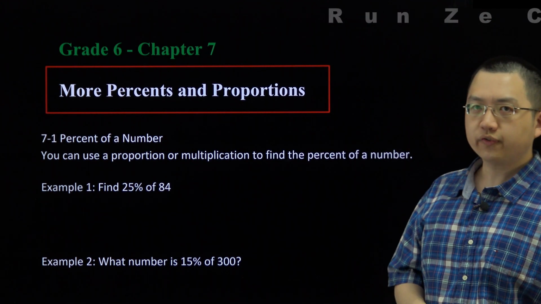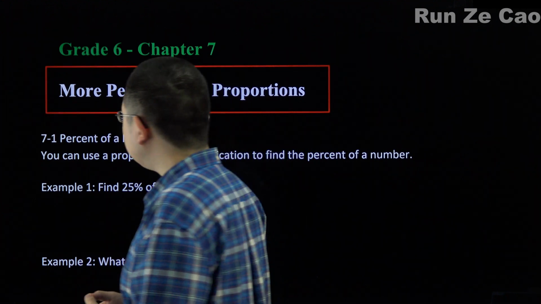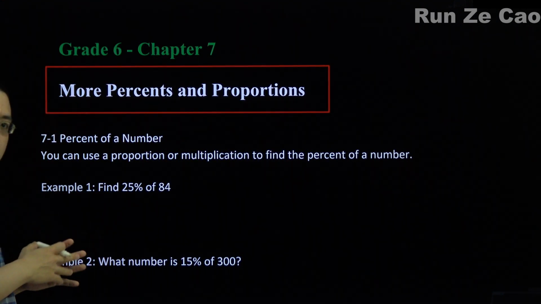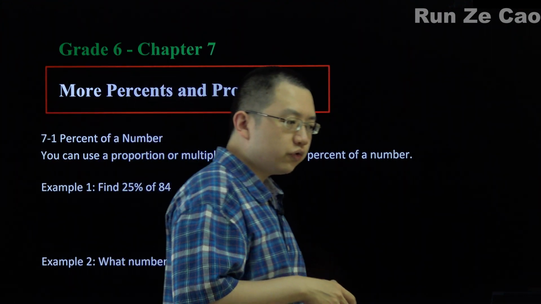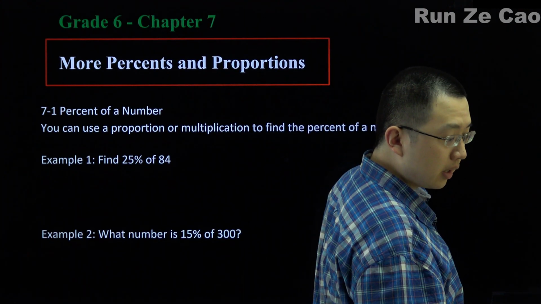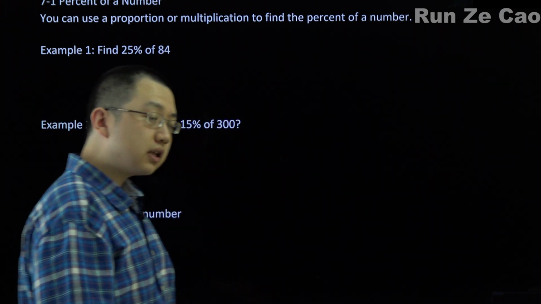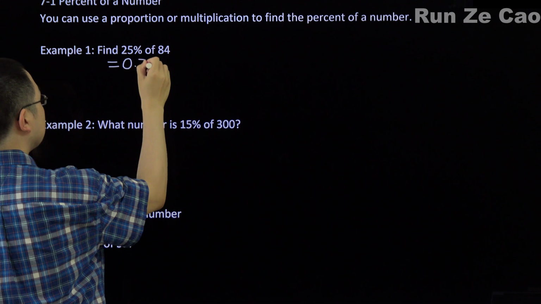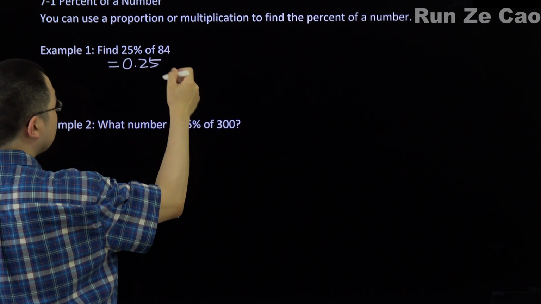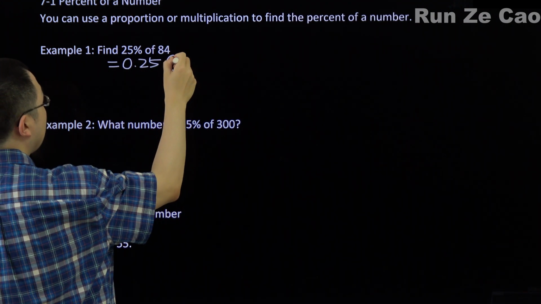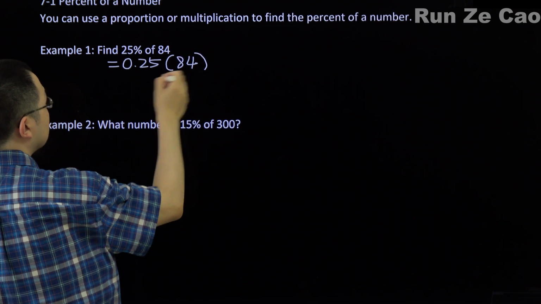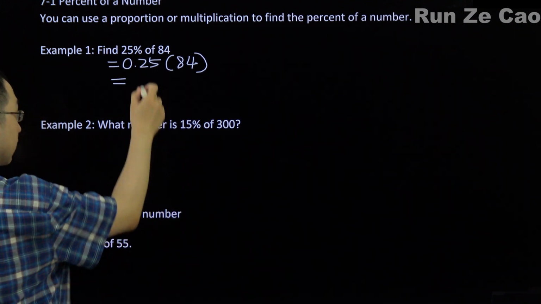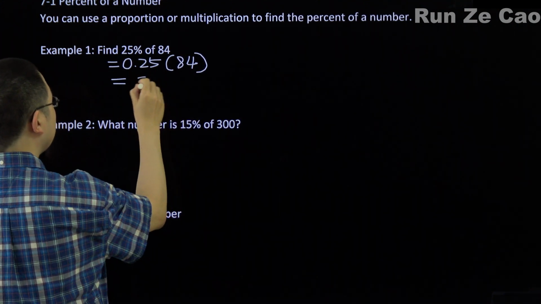This chapter goes further in dealing with percents and proportions. For example, you can use a proportion or multiplication to find the percent of a number. Now we know that 25% is 0.25 of 84. Well, that's 0.25 times 84, which is going to be, 0.25 is 1 over 4, and we cancel it to give us 21.